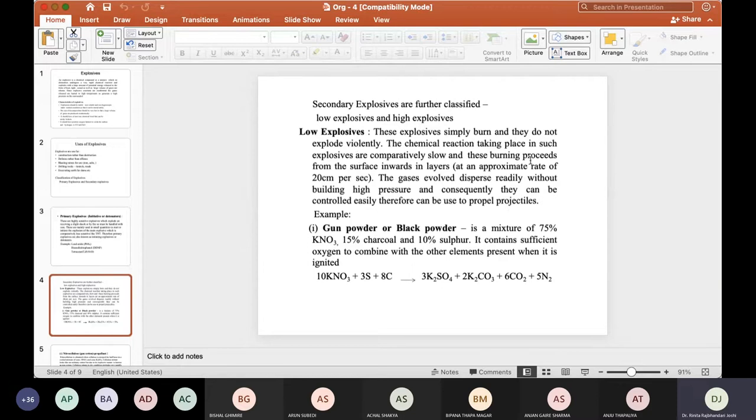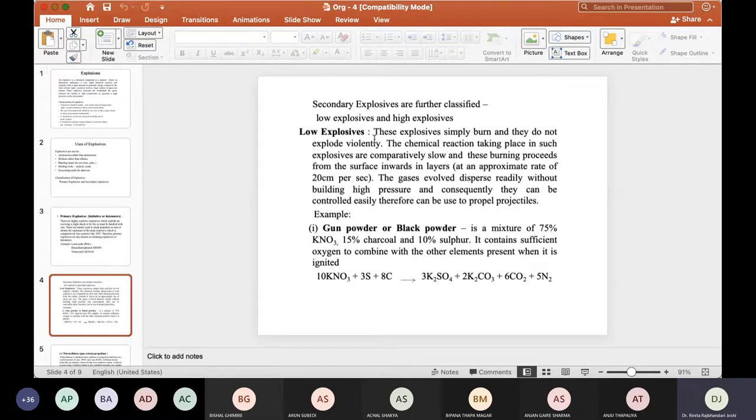The chemical reactions taking place in such explosives are comparatively slow, and the burning proceeds from the surface inwards in layers at an approximate rate of 20 centimeter per second. The gases evolve and disperse readily without building high pressure, and consequently they can be controlled easily, therefore can be used to propel projectiles. So the main use of this low explosive is as a propellant.